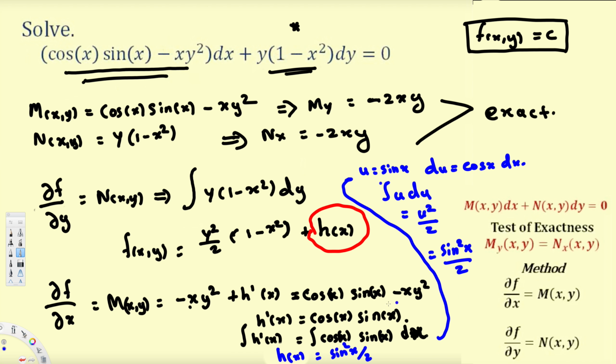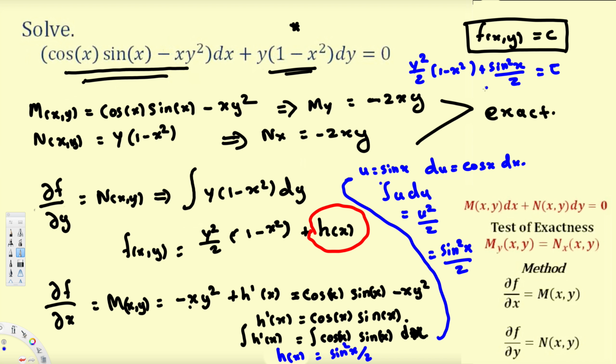Now we can go ahead and write our final answer. This value f of x, y is going to be y squared over 2 times 1 minus x squared plus h of x. Now we found h of x, that is sin squared x over 2, so we can replace this one. The new equation is going to be y squared divided by 2 times 1 minus x squared plus sin squared x divided by 2 is equal to a constant.